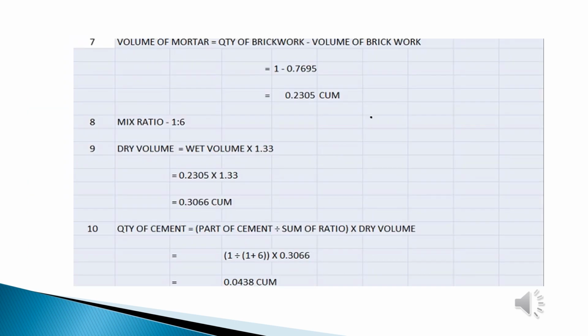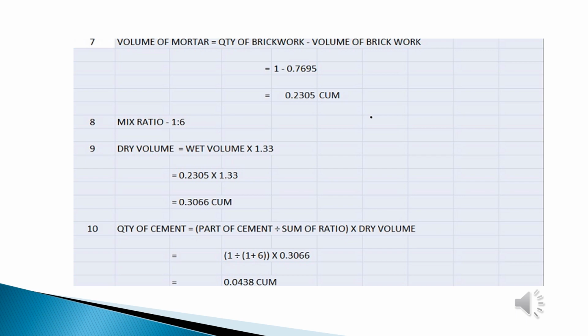Moving forward to the next step, volume of the mortar. Volume of the mortar is equal to quantity of the brickwork minus volume of the bricks. So the quantity is 1 cubic meter minus the volume of bricks, 0.7695. So the volume of mortar is 0.2305 cubic meter. Now our mix ratio is 1 part cement and 6 part sand.